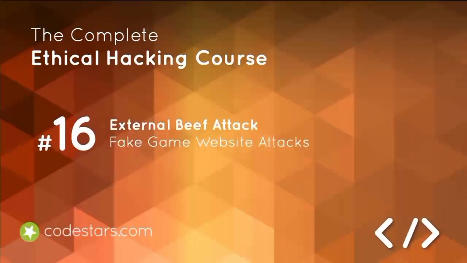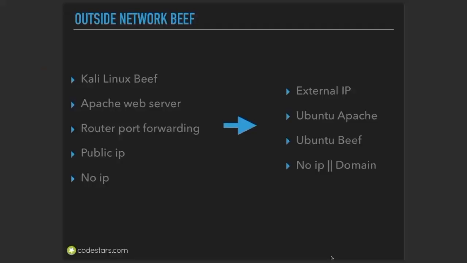Hi! Within this section, we're going to discuss how we can run BeEF outside of our network, in an external network. In order to do that, we're going to build a website for ourselves and inject the BeEF hook code inside of that website. Actually, there are two ways to do that. First, you can run BeEF on your Kali Linux, and you can use your old Apache web server as we did in the previous sections.